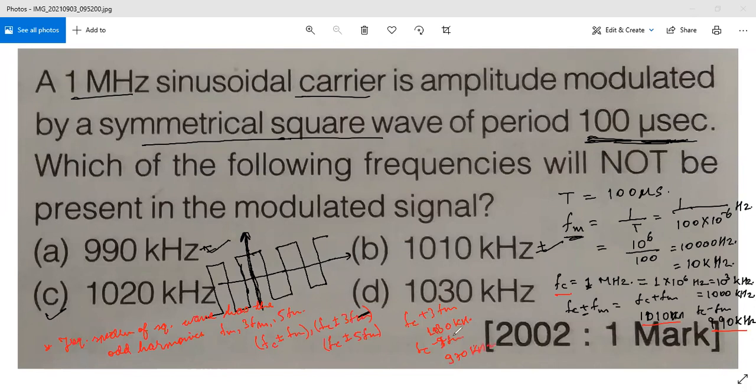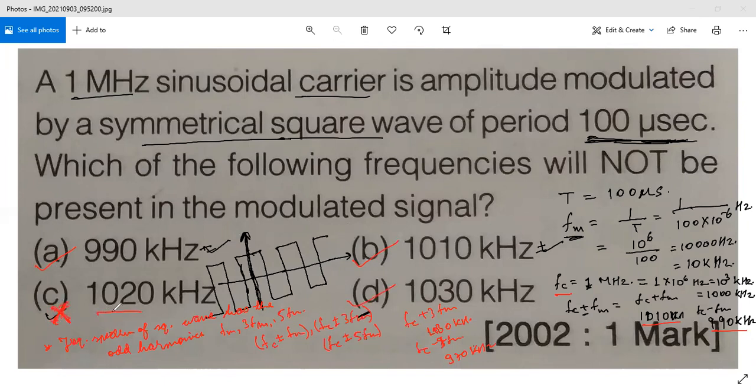It should be 970 kilohertz. So agar isse aur aage badhenge to FC plus 5FM. 5FM matlab FC plus 50. 50 matlab 1050. To yahan se aage badh gaye. To hum yahan par kya dekh rahe hain ki hame ye component mila FC minus FM. ये FC plus FM का component है, ये FC plus 3FM का component है, ये component कहीं नहीं मिलता है. So this will be the right answer.